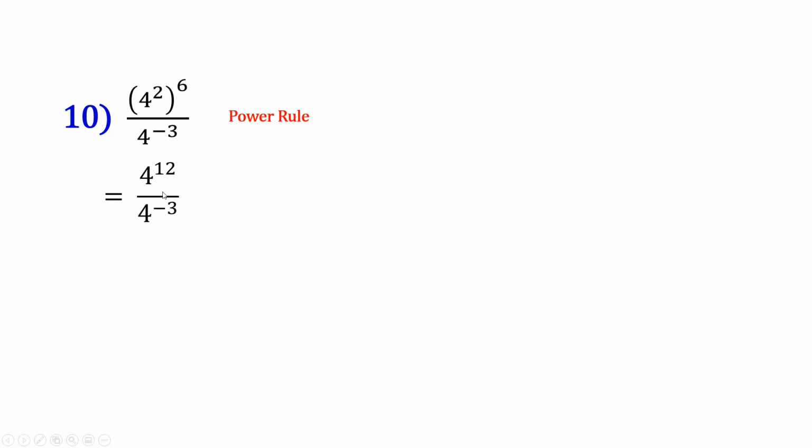The 4 to the -3, I just brought down at the bottom still, so it still remains there. And now you're going to notice that this looks just like number 8, and we're going to use the quotient rule again. We have the base 4, we're dividing. Once again, we're going to subtract our exponents. And 12 take away a -3. Be careful there. 12 take away a -3 will be the same thing as 12 plus 3, which gives us 15. So our final answer will be 4 to the 15th power.